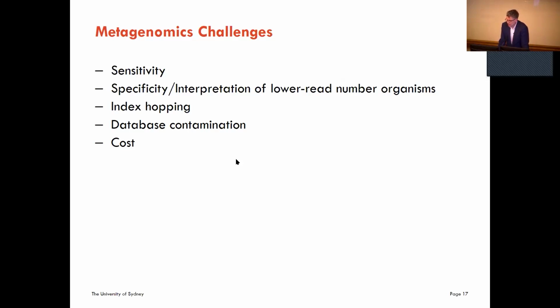So you get about 8 gigabytes of data per lane. Now we're getting up to, in the case I'm just about to show you, over 170 million reads per sample now. So even organisms in very, very low read number will still pop up. The specificity and the interpretation of organisms in low read count.